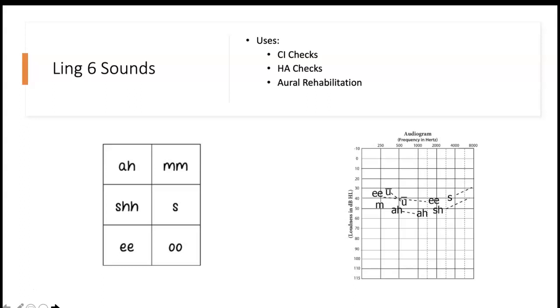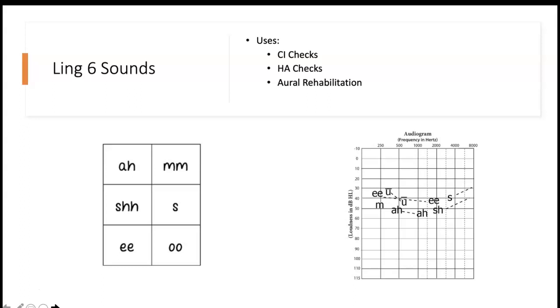So it has some fricative sounds. It has a nasal, and it has a front, central, and back vowel. And it has actually 2 fricative sounds, the S and SH sound. Differentiating those two for individuals with hearing loss is extremely important.